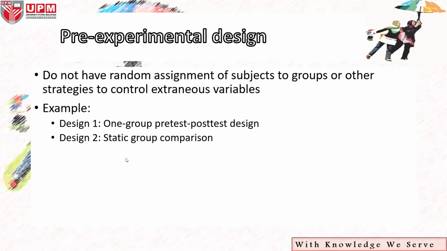Okay. So example dia, one group pre-test post-test design and static group comparison. Ini contoh untuk pre-experimental design. Okay, the basic concept dia tak ada random assignment.